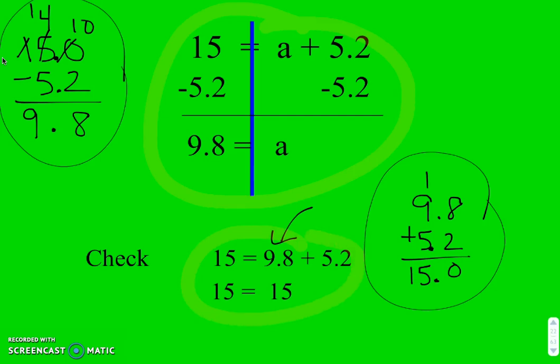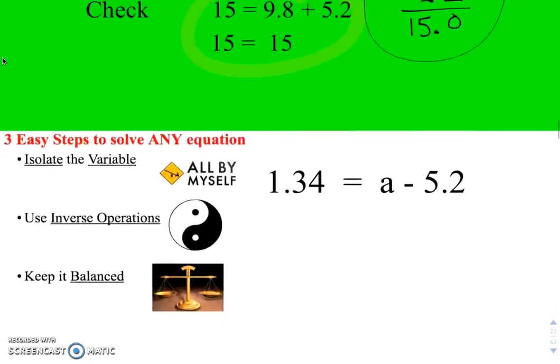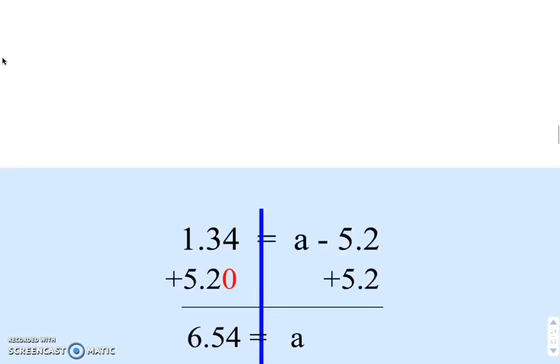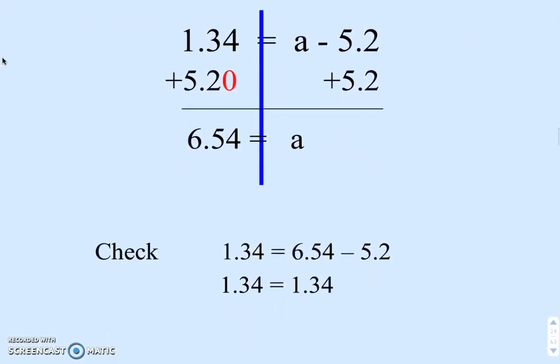Let's give one more with a decimal a try. All right, this time I have 1 and 34/100 is equal to a minus 5 and 2/10. Pause the video, solve, and then come back. In order to solve this one, I'm subtracting 5 and 2/10, a minus 5 and 2/10. The inverse operation would be to add 5 and 2/10, keep it balanced, add it to both sides. I had to add a 0 here so that when I added, I got 6 and 54/100.